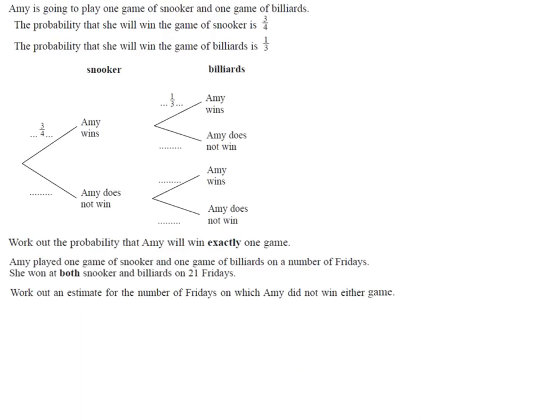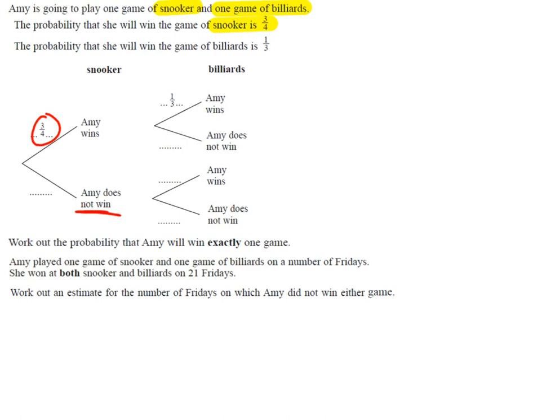And this is the last question I'm going to show you, and it's over to you guys for your revision. Amy is going to play 1 game of snooker and 1 game of billiards. The probability that she will win a game of snooker is 3/4. As we can see here, that means the probability that she does not win is 1/4.